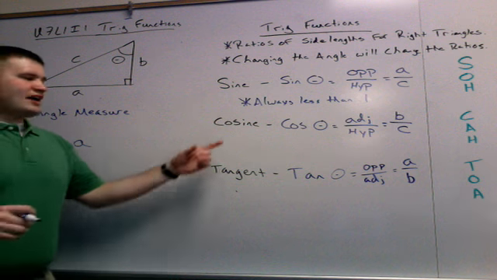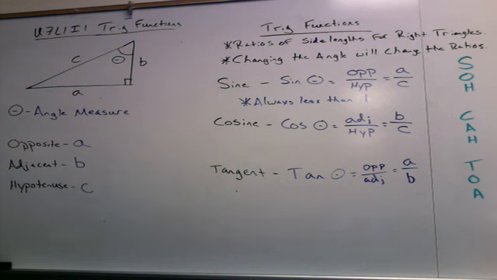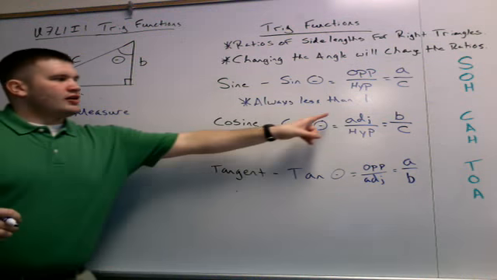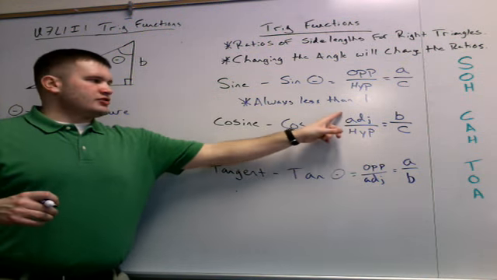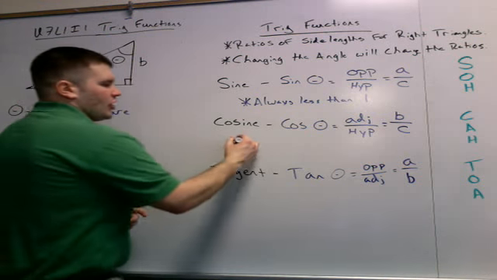Now, is that true for cosine? Yes, because cosine is a side over the hypotenuse. Hypotenuse is bigger, isn't it? So a smaller number over a bigger number. So this will always be less than 1.